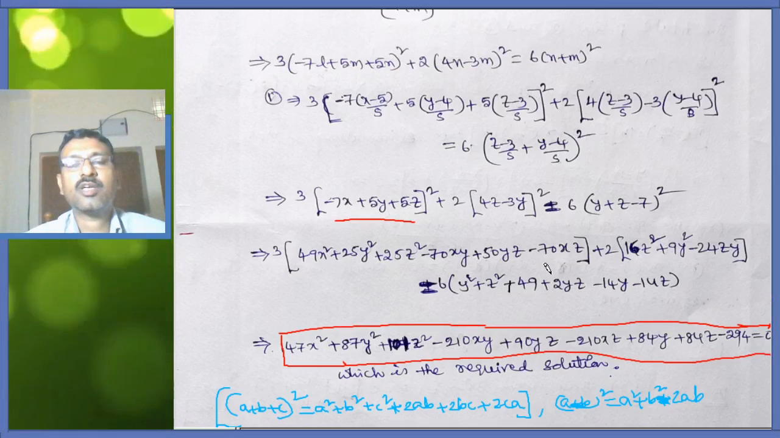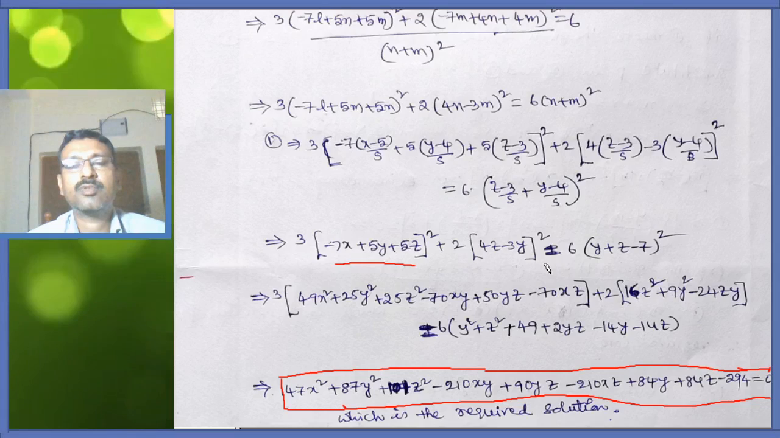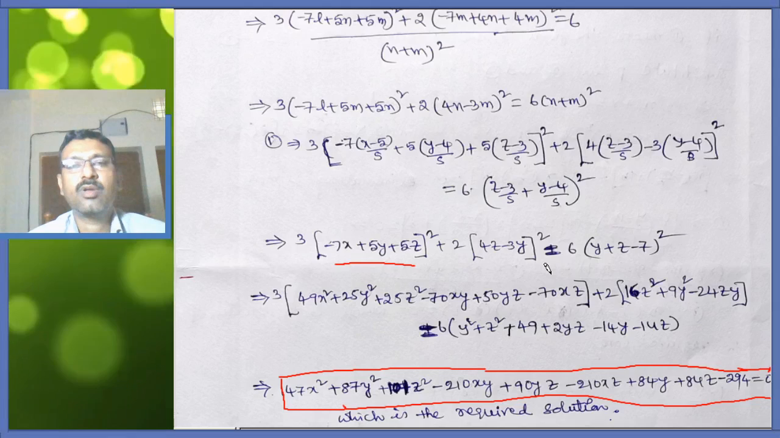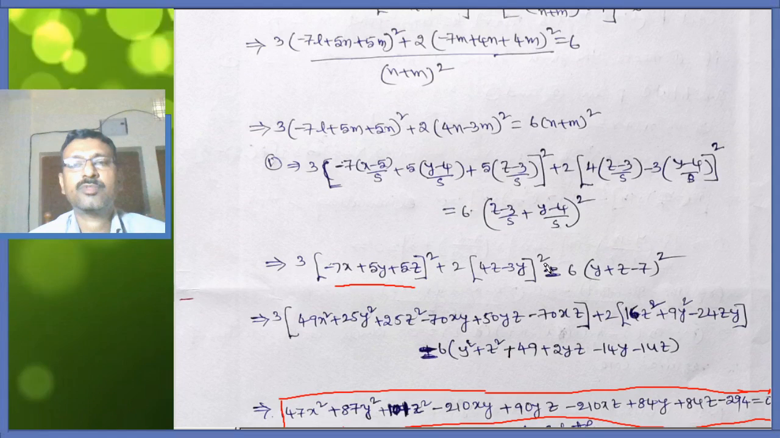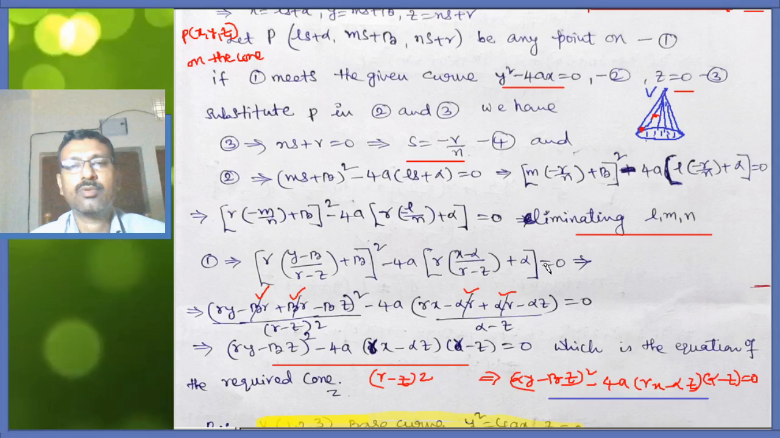So this is the last problem, the last problem for the concept of the equation of a cone when the vertex and guiding curve are known. Okay, thank you.